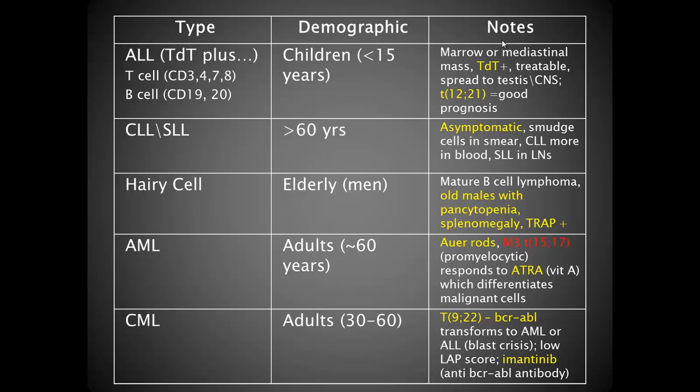We stain this with an enzyme called TRAP, and so if you ever see something about TRAP positive, associate that with hairy cell. Next we have AML, and we'll cover that more in the next little block, but this is the one you see a ton of Auer rods in, so you need to know about it.